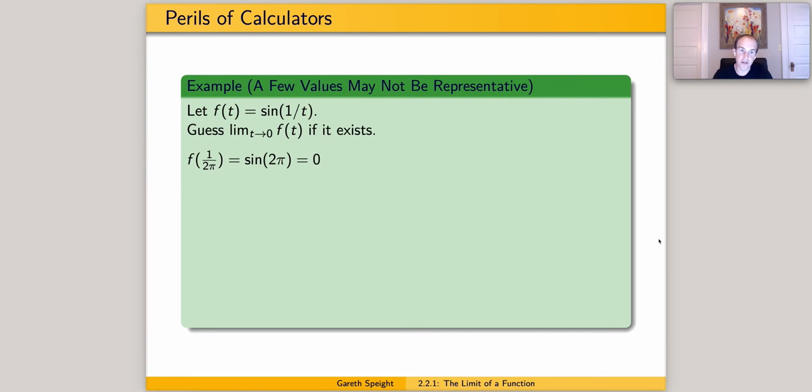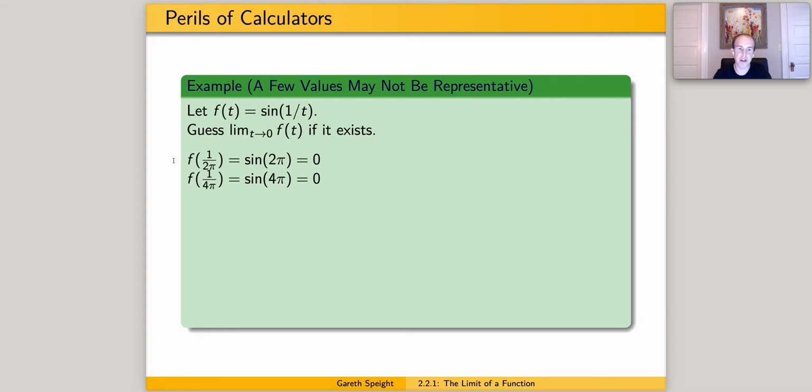Okay, so let's look at, say, 1/2pi. 2pi is a reasonably big number. It's somewhere between 6 and 7. So 1/2pi is a small number. It's pretty close to 0. If I do f of 1/2pi, well, f of t is sine of 1/t. So if I do sine of 1 over, and t is 1/2pi, then the 1-overs are going to cancel, and I get back sine of 2pi. And as we all know, sine of 2pi equals 0. So f of 1/2pi equals 0.